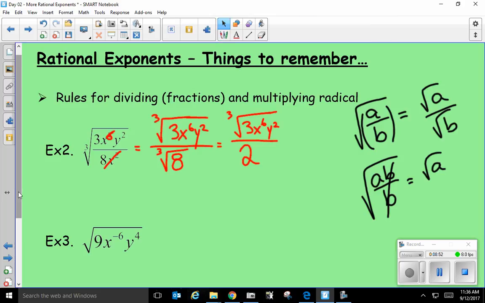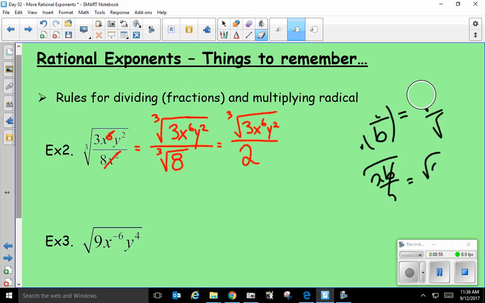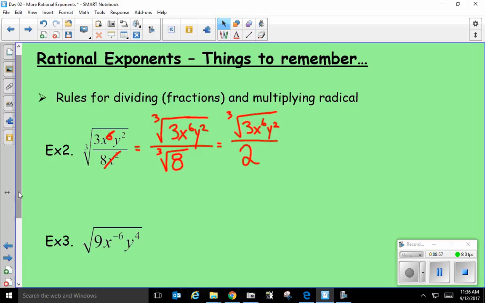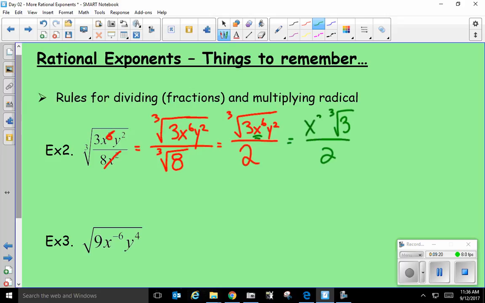Now, let's just clean up the top, shall we? Is there anything we can do? Can we take the cube root of 3? Can I reduce that? No, there's no perfect cube that goes into 3. So I'm going to end up with the cube root of 3 still in there. What about x to the 6th? What does that simplify to? x squared. Is there a remainder? Is anything going to remain under that radical? No. So 2 x's come out, x squared. What about the y squared? Does 3 go into 2 at all? No. It goes in 0 times and you still have 2 remaining under the radical.